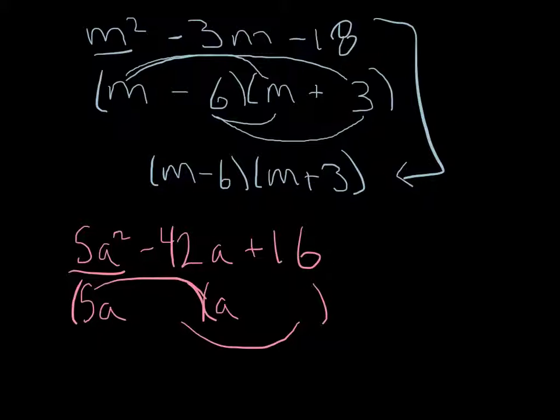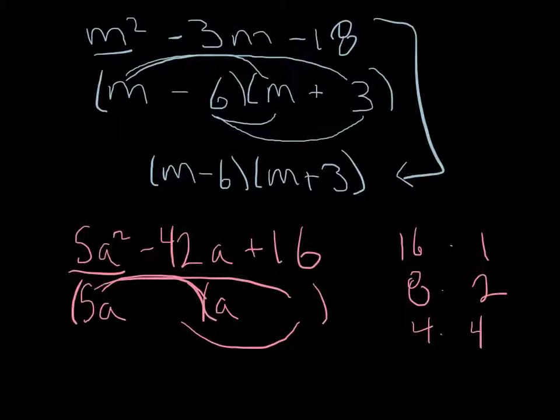So we can use 16 and 1, 8 and 2, we can use 4 and 4. So we know that we're going to have to get this so that 5a times this term plus a times this term add up to negative 42. So I'm going to try the 8 and the 2.